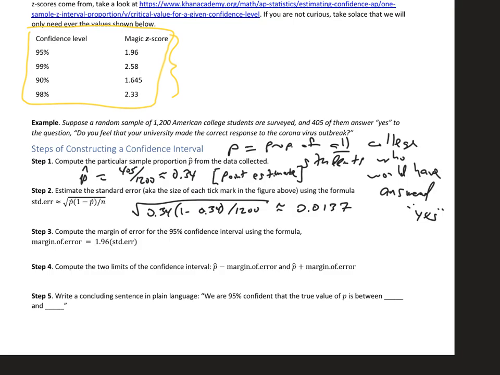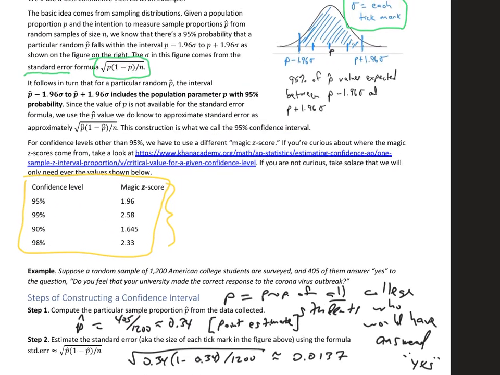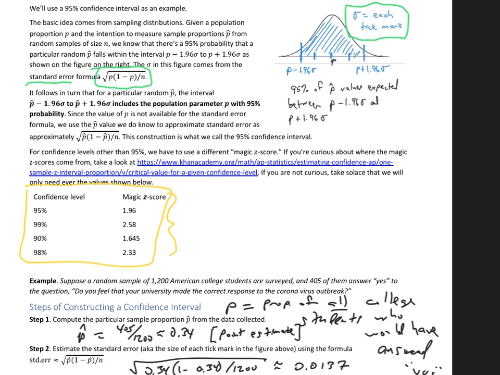So remember, that's the size of the tick marks. So in our original picture up here, that standard error number is how far apart these tick marks are. That's not the same as how far out we need to go to capture 95%, right? That's just how big a tick mark is. To know how far out we have to go to capture 95%, we need to take the size of our tick mark and then multiply it by these magic z-scores that we found.